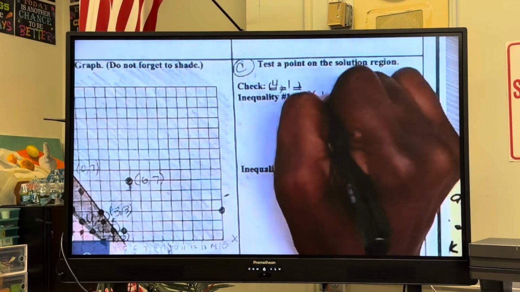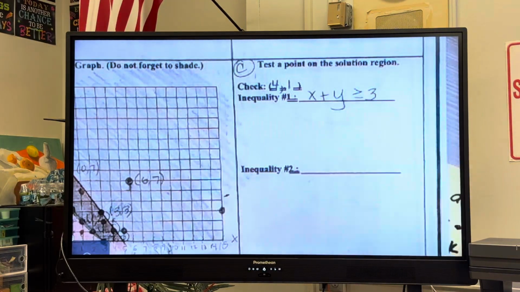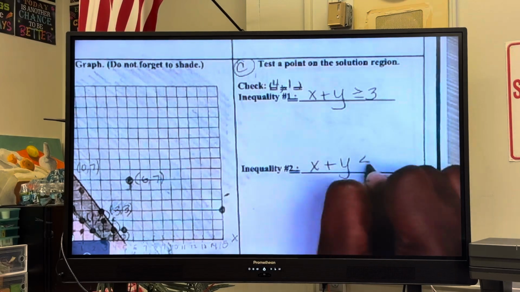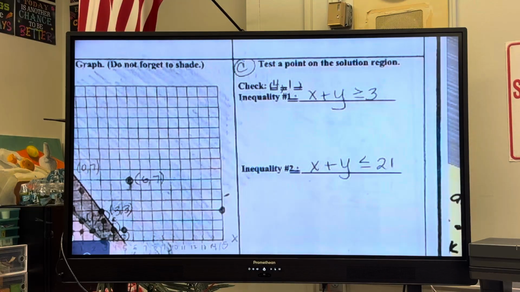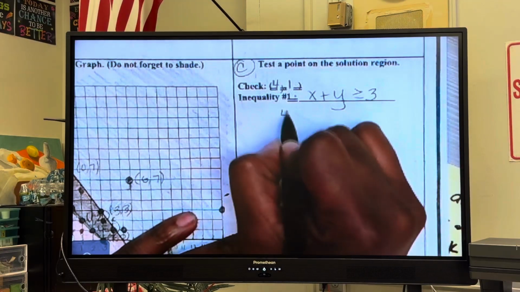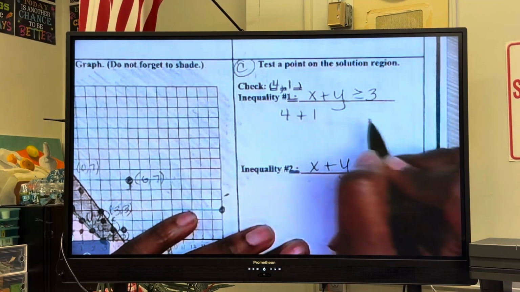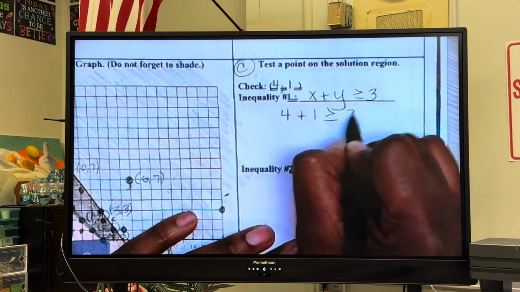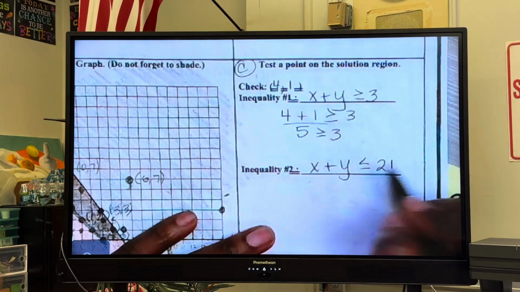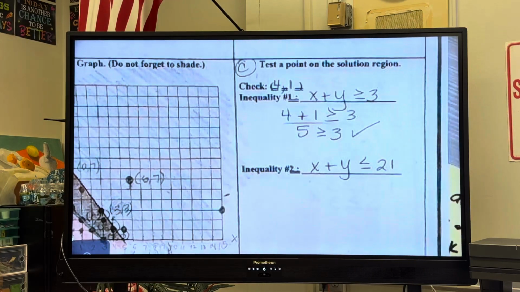It was x plus y is greater than or equal to 3. And my second inequality was x plus y is less than or equal to 21. Y'all ready? Let's go. Tell me what to write. 4 plus 1 is greater than or equal to 3. What's 4 plus 1? 5 is greater than or equal to 3. True or false? True. So it makes the first one true. But in order to be a solution to the system of inequalities, you got to make both true.